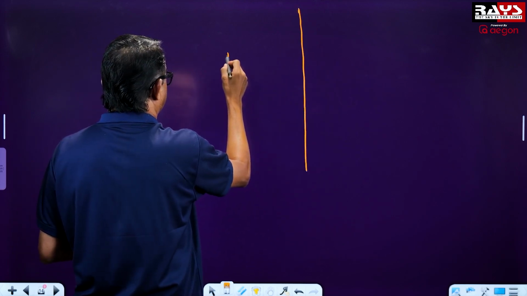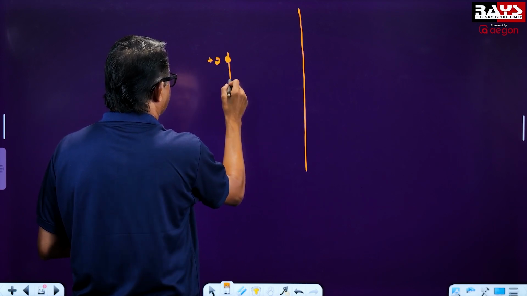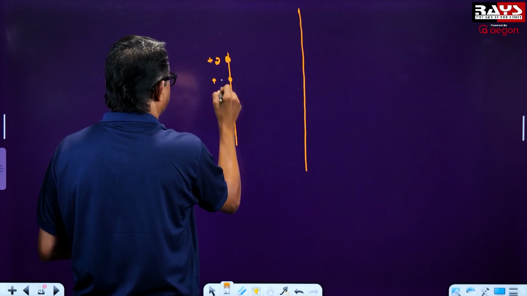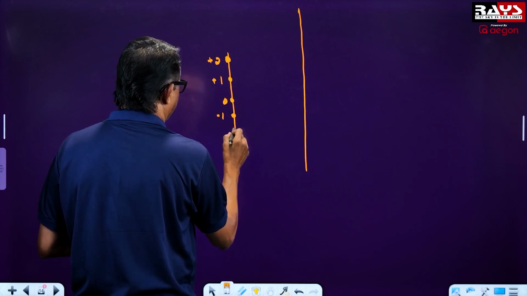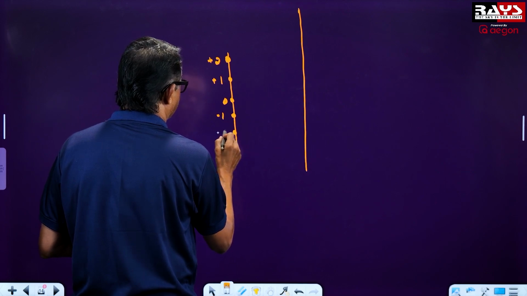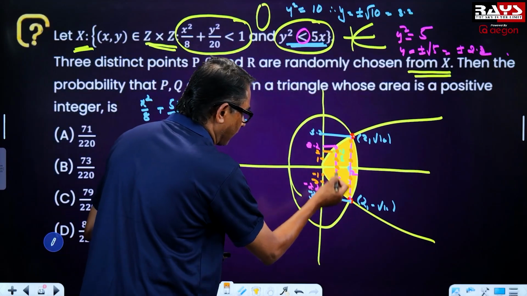Okay. This is plus 2, this is plus 1, and this is 0. This is minus 1, and this is minus 2. So these points only we can take from this line.